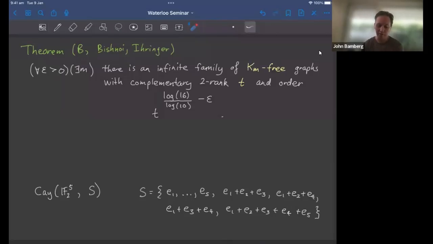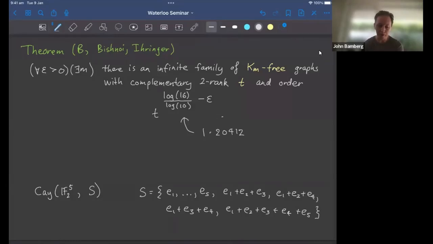In fact, we improved this result. For every epsilon, there is an m, so that we can make an infinite family of K_m-free graphs with complementary 2 rank t, so you can get arbitrarily close to this number here. Log 16 over log 10 is the exponent, and this exponent is 1.20412. So it's not so good for small m, this little construction, only in the specific case we had before.